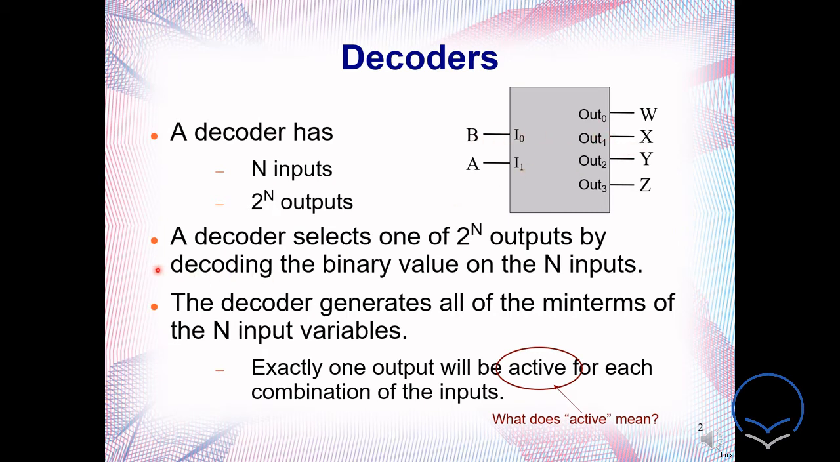A decoder selects one of the outputs by decoding the binary value on the n inputs. The decoder generates all of the minterms of the n input values. Exactly one output will be active for each combination of the input. Okay, so what does active basically mean? We'll discuss it in the next slide as well.